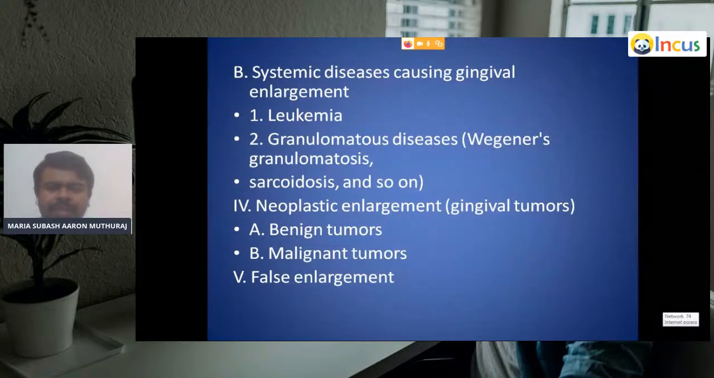Next is neoplastic enlargement: benign tumors and malignant tumors. Fibromas are an example of benign tumors. And false enlargement: due to underlying expansion of the bone or an underlying erupting tooth, the gingiva will appear enlarged. Therefore, it is called false enlargement. These are all the types of gingival enlargement we are going to discuss in this chapter.